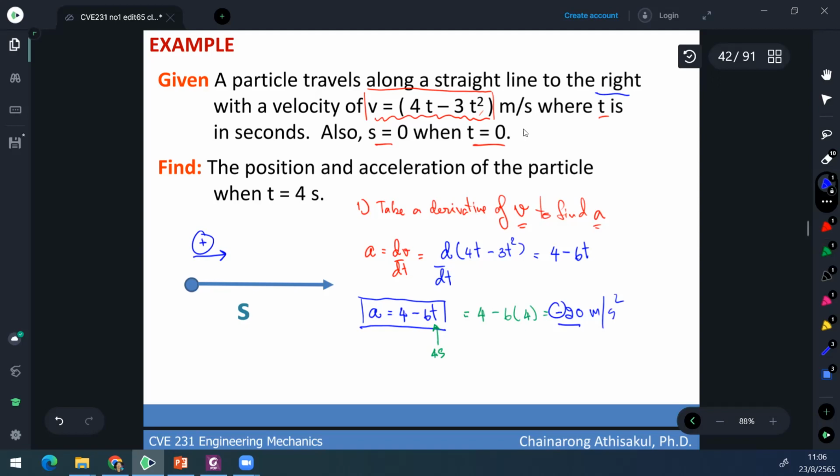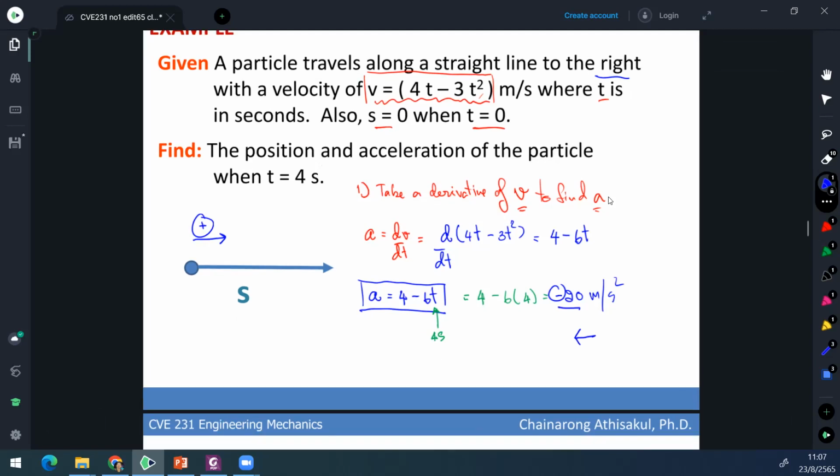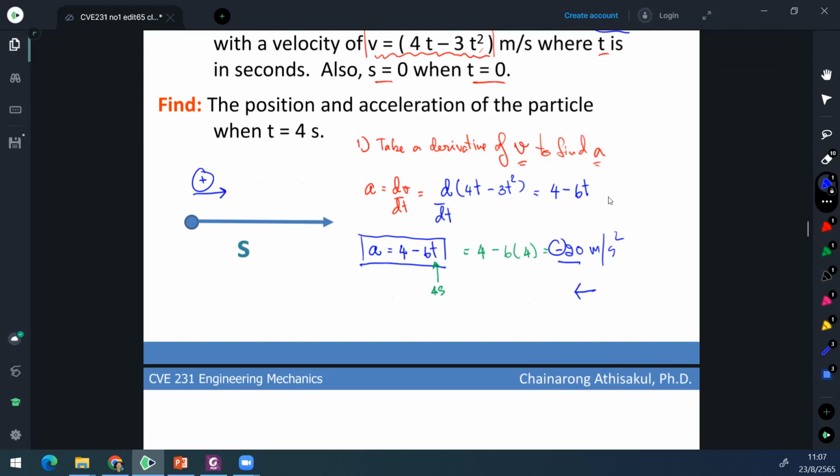So from this equation, after we take the derivative to find a, we obtain the acceleration equal to minus 20 meters per second squared. The negative sign means that it goes left. The direction of the acceleration is to the left. It means that this is a deceleration that reduces the speed, since going to the right is positive. So now we already have the acceleration.